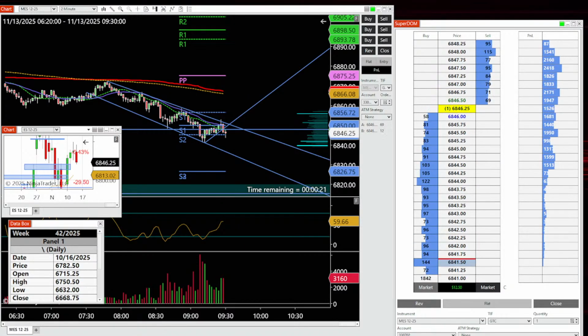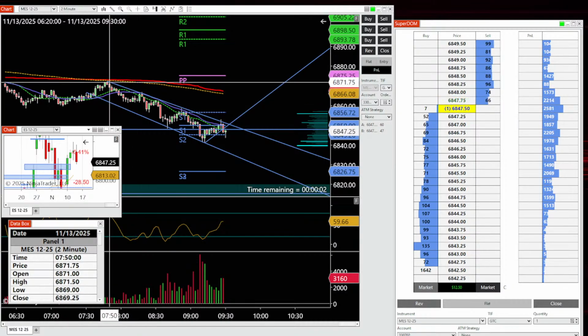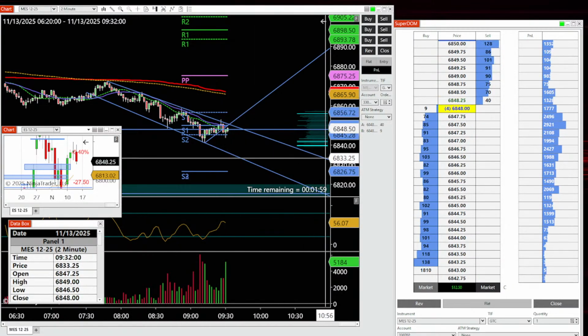Market should be opening in a second. 20 seconds. I took a trade earlier up here off of VWAP. Could have held on to it all the way down, but I didn't.